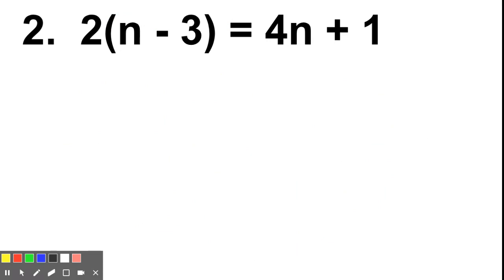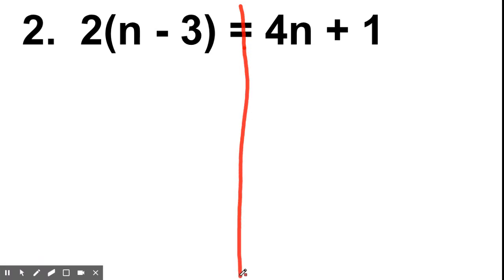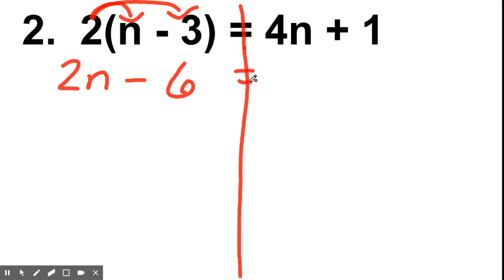Let's look at our next example. All right, draw your line through the equal sign. And again, get rid of the parentheses. So go ahead and distribute that 2 out with me and see how you do. Okay, you should have ended up with 2n minus 6 on the left. Bring down the 4n plus 1 on the right.